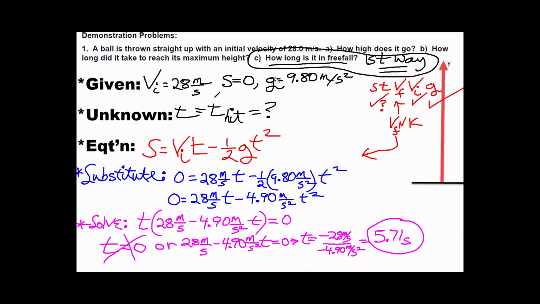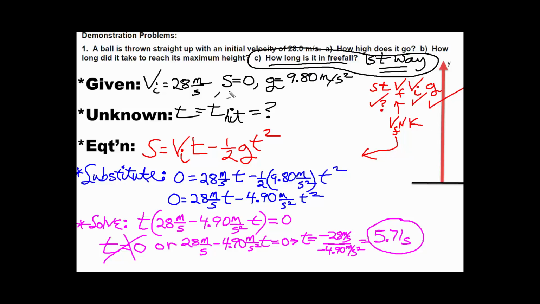Part C, how long is the ball in free fall? There are 2 ways to do this. We'll look at both ways, and then you take your pick. The first way, we need 3 givens. As before, the initial velocity is 28 meters per second. We don't know the final velocity because that's the velocity with which the ball hits.